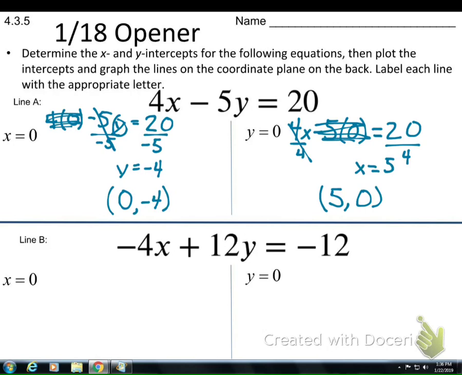Next one. Who wants to help me with that? Morgan does? All right, tell me what to do. So it's going to be negative 4 parentheses 0. Perfect. Plus 12y equals negative 12. Nice. Okay. What then? You go to the 12y. And do what? Divided by.